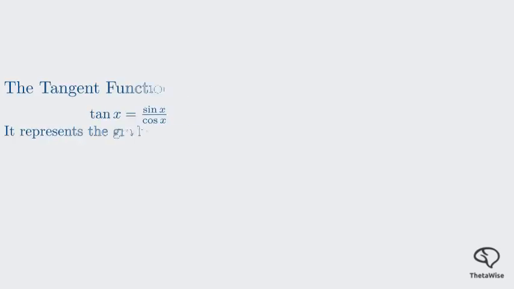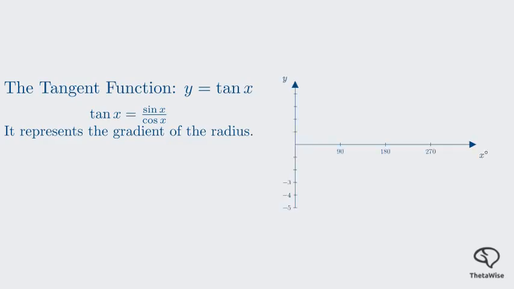The tangent graph is quite different from sine and cosine. Tangent represents the gradient, or slope, of the line from the origin to the point on the circle. When the angle is 0, the line is horizontal, so the gradient is 0. As we approach 90 degrees, the line becomes steeper and steeper, heading toward infinity. At exactly 90 degrees, the line is vertical. The gradient is undefined. This creates a vertical asymptote, which we show as a dashed line.